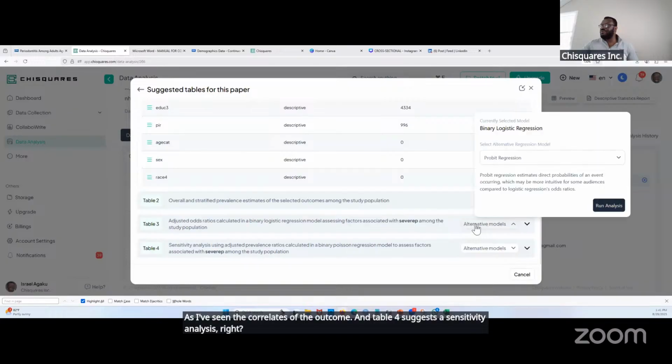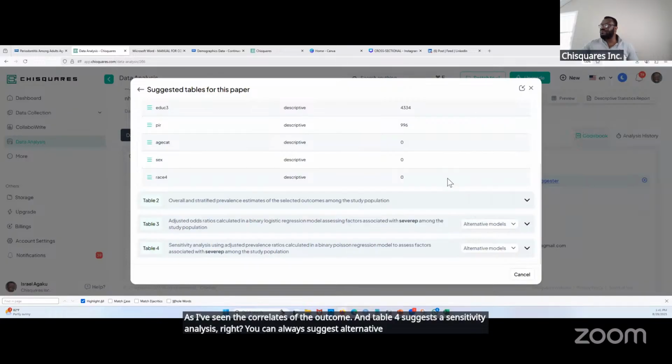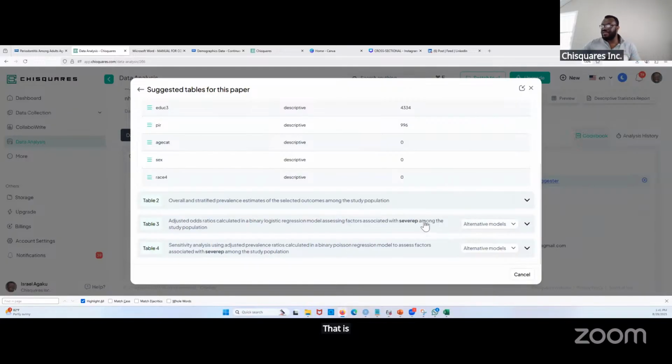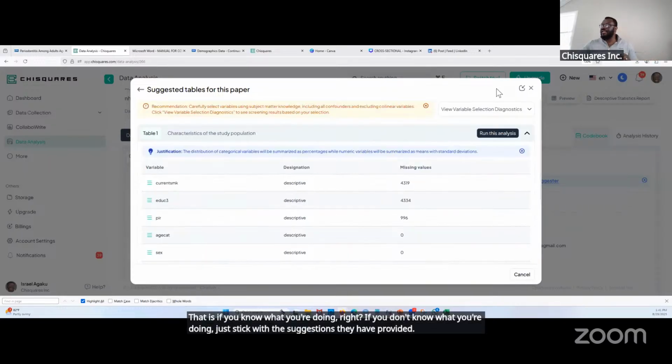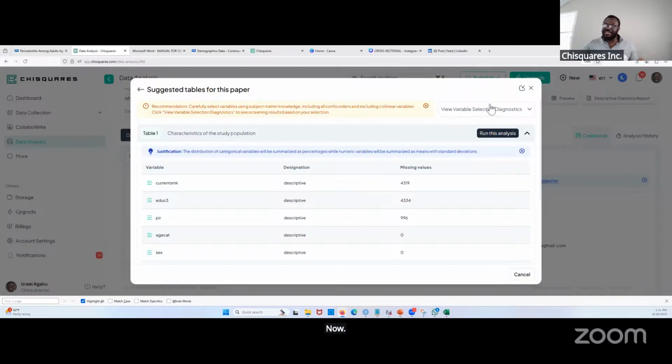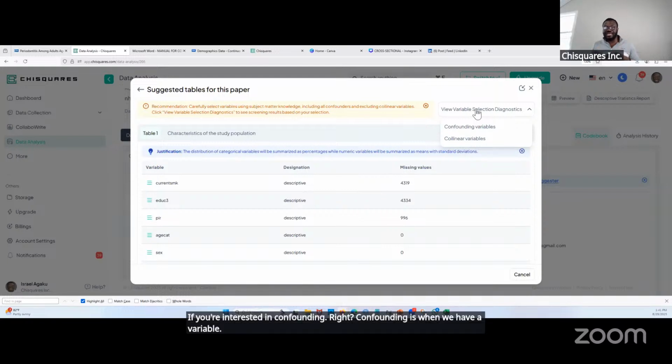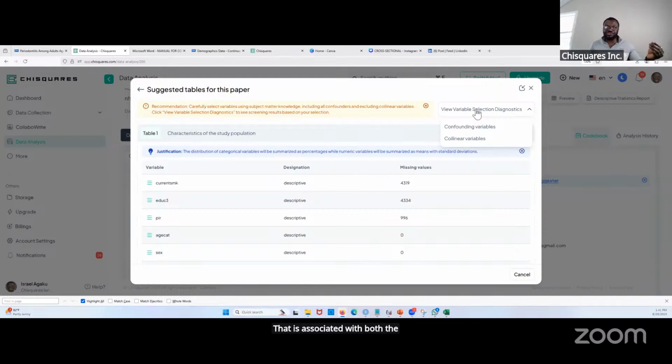You can always suggest alternative models if you don't like the one. That is if you know what you're doing, right? If you don't know what you're doing, just stick with the suggestions they have provided. Now, for more advanced users, there are also some diagnostics provided here. If you're interested in confounding, right? Confounding is when we have a variable that is associated with both the exposure and with the outcome, but does not lie on the causal pathway.